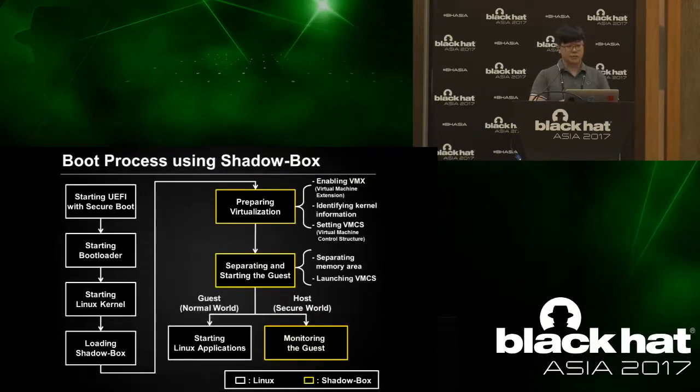As I mentioned earlier, Shadowbox is a loadable kernel module, and Shadowbox is loaded after starting the kernel. Because of this boot sequence, we use another mechanism, secure boot, to ensure the integrity of the boot process before Shadowbox. After secure boot and Shadowbox is loaded, Lightbox pauses the OS and prepares an environment for virtualization. After that, it separates the guest from the host, and Lightbox resumes the guest operating system. Lastly, it starts Shadow Watcher. Shadow Watcher monitors the guest. After Shadowbox is loaded, all processes run within the guest, not the host.